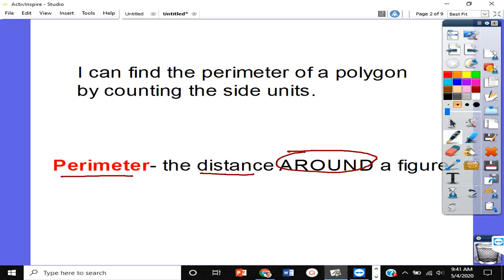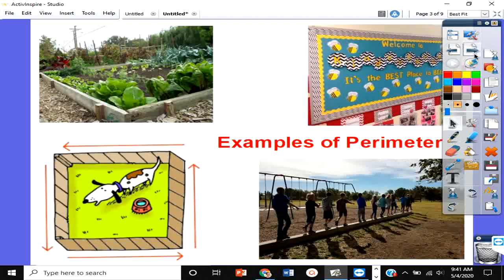So today we are going to find the perimeter, or the distance around a polygon, meaning a closed-sided figure with three or more sides, by counting the side units. Let's first think about, why would we want to find the distance around a shape? Let me show you some examples.